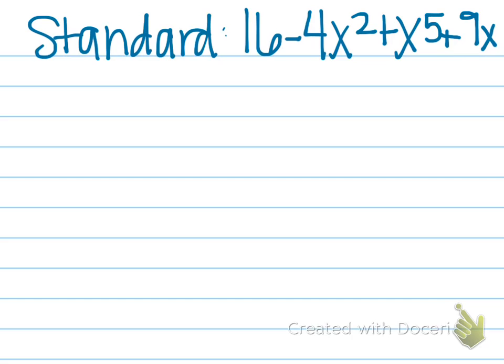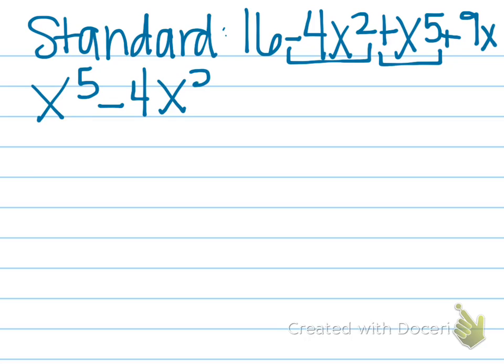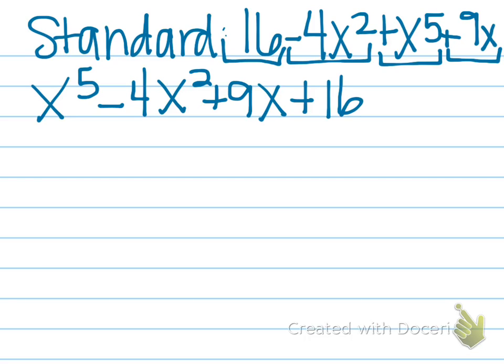All right, so hopefully you have rewritten this. And I go from highest degree to lowest degree. So the highest degree is this x to the 5th. And then I have negative 4x to the 2nd. Then I have plus 9x. And then my constant at the end, positive 16.